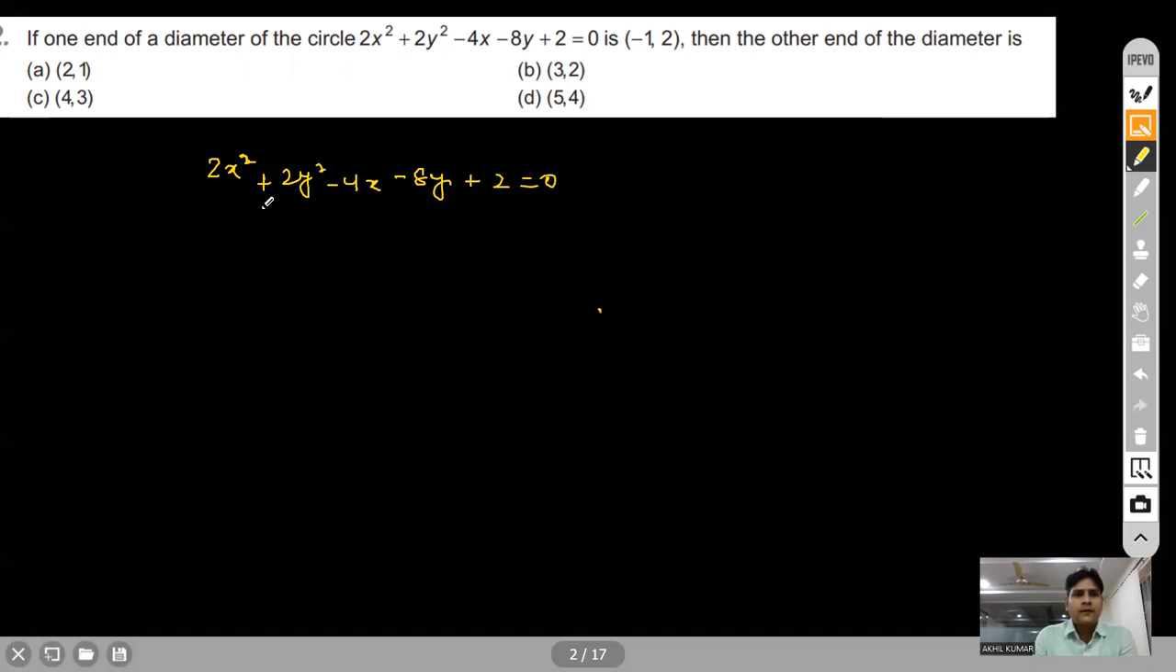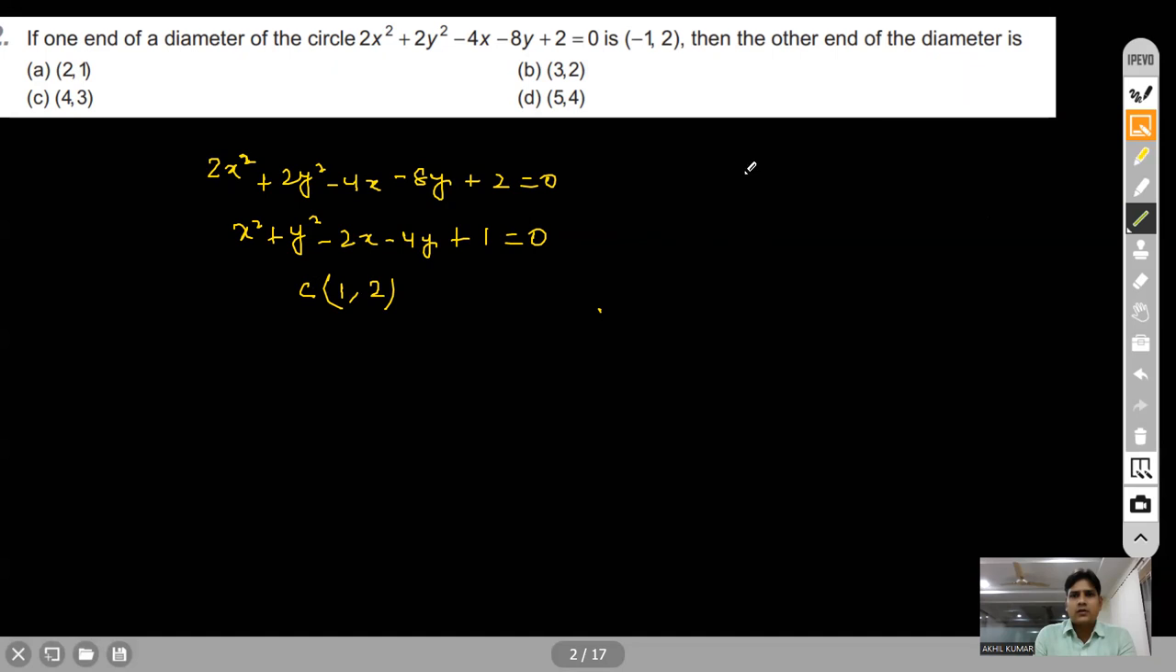Okay, let me first make the coefficient of x square and y square as 1. So I have to divide by 2. So it will be x square plus y square minus 2x minus 4y plus 1 is equals to 0. Okay. Now we can find the center of this circle. What will be the center? That will be 1 comma 2, right? 1 comma 2 will be the center of this circle.